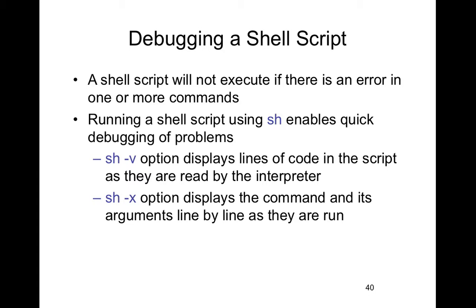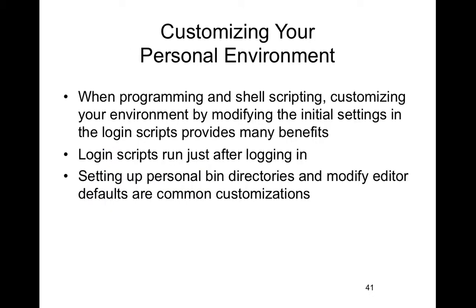So you can run a shell using sh, which enables quick debugging of problems, and that's going to be using -v. So sh -v at the top of your script displays the lines of the script that are read by the interpreter. -x displays the commands and their arguments line by line as they're run. It's kind of like putting breakpoints and doing a little bit of debugging with your shell script if you wanted to.